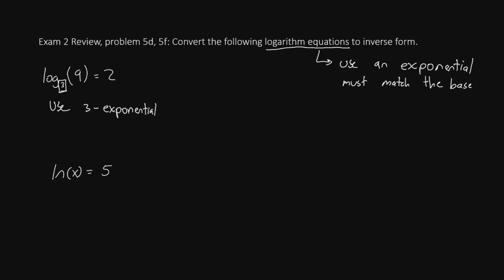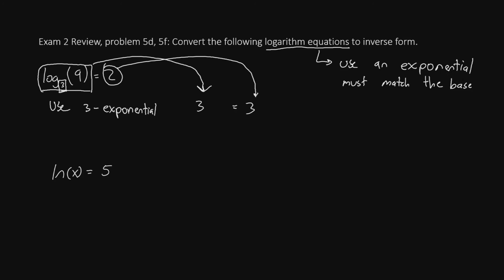So let's begin by saying 3 equals 3. The left side of the equation we start with will be placed above the 3 that's on the left. The number 2 on the right side will be placed above the 3 on the right. So what we'll have is 3 raised to log base 3 of 9 on the left side. On the right side, we place the 2.